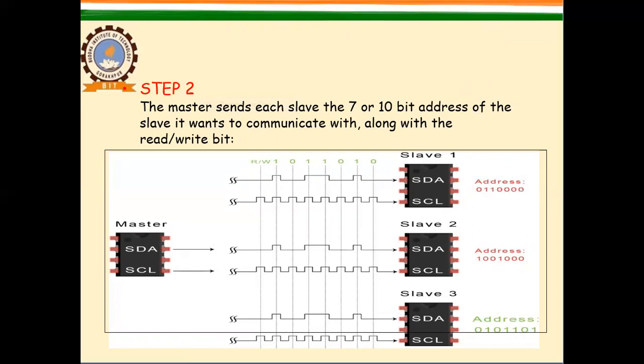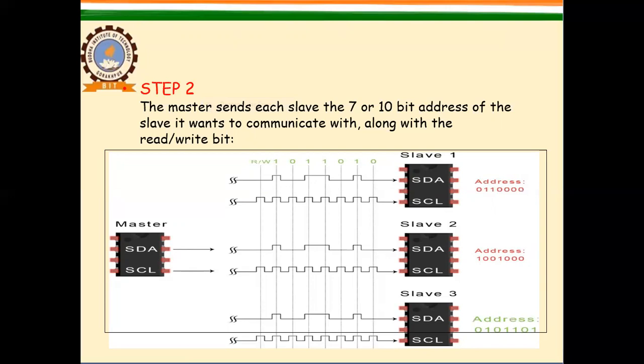So in step number 2, the master sends each slave an address of 7 to 10 bits, which is the address of one of the slaves. And all the slaves have to check whether the sent slave address matches their own address or not.